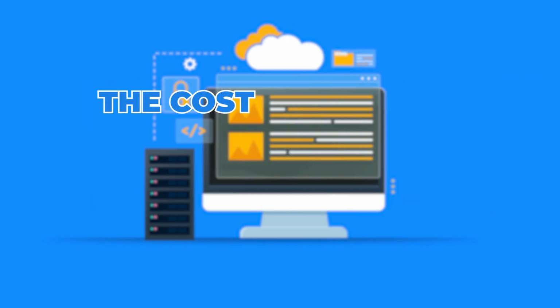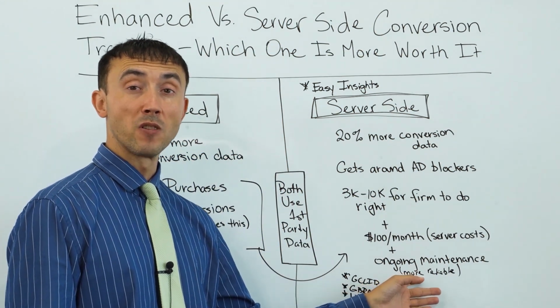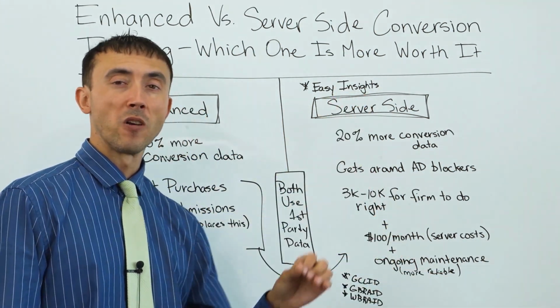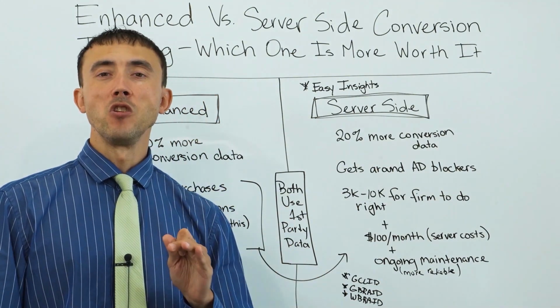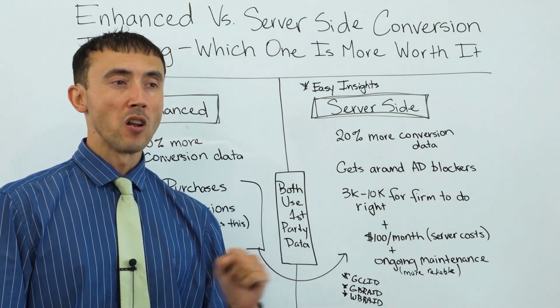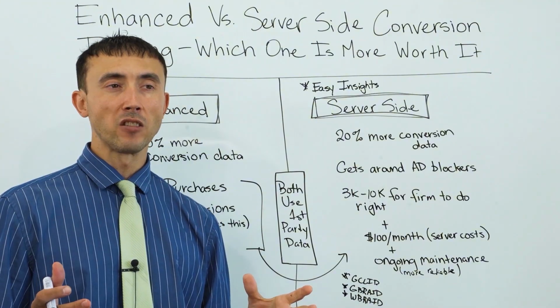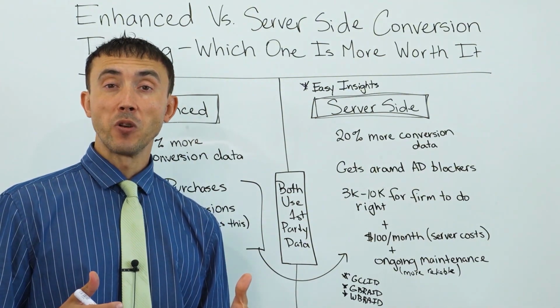And then you've got the cost of ongoing maintenance of that server-side tracking, of which, by the way, one of the other benefits of server-side tracking is it's more reliable, particularly when you're using software like Easy Insights that'll give you real-time alerts when your server-side tracking setup is not working correctly. So in other words, just like a website, there's services out there that'll tell you when your website's down, send you a text. The same thing can happen with your conversion tracking.